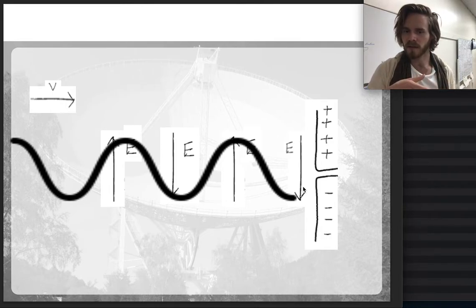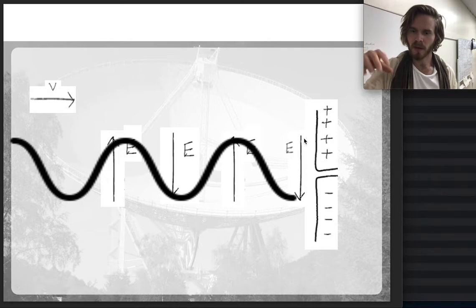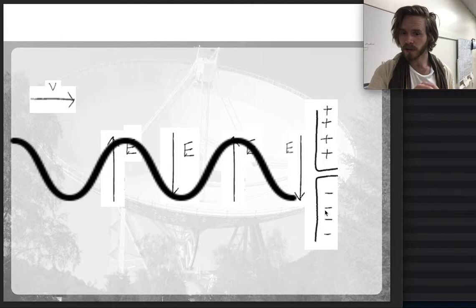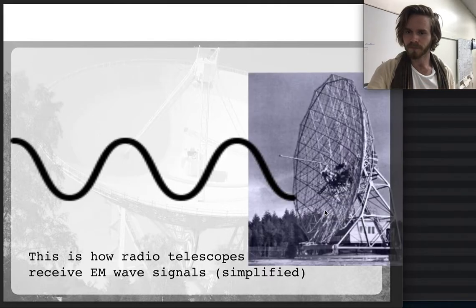And when this impacts on our dipole, now in the opposite to what we had previously, it's the electric field that's going to be inducing a voltage, whereas before we had the voltage that was inducing the electric field, right? So the electromagnetic wave comes in and induces a voltage across our wires. Because the electric field is pointing downwards, we have the positive charges on the upper dipole and the negative charges on the lower dipole.